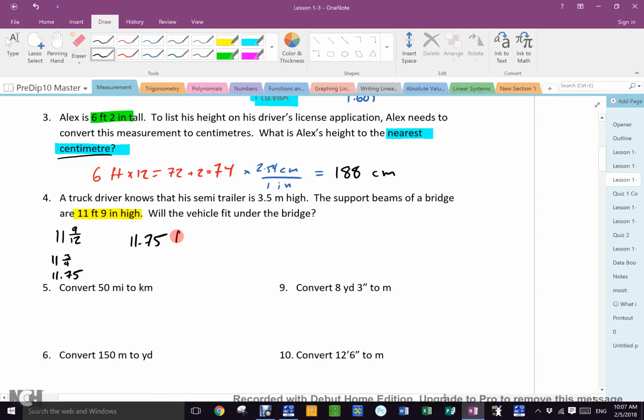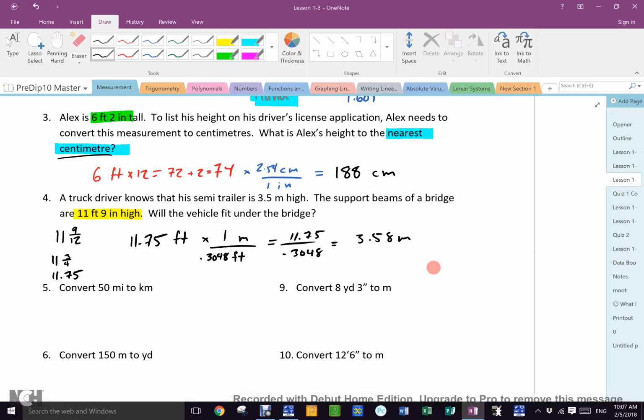So I also could have gone 11.75 feet and converted that to meters, right? I wanted meters, I had feet, and 1 meter is 0.3048 feet. So I could have done 11.75 divided by 0.3048, which comes out to 3.58 meters. The bridge was 3.58 meters. The truck's 3.5. It still fits.